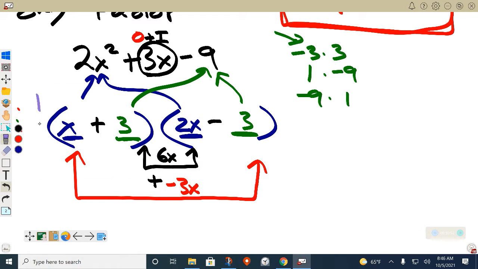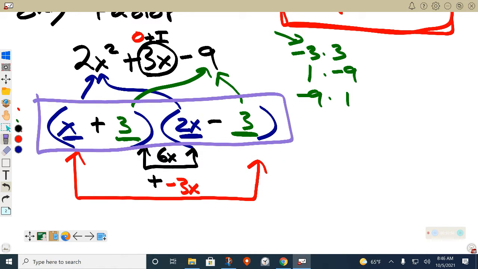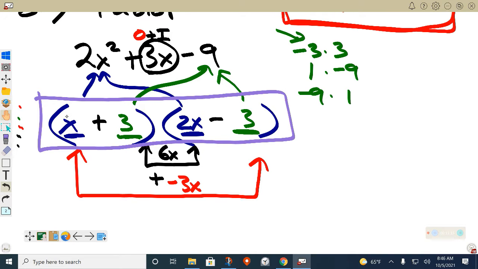I'll circle them in lavender. Here are our factors. Pretty color. Done! That's the stuff we multiply to get the original expression. Let's try number 2. Any questions? None. Let's do this.